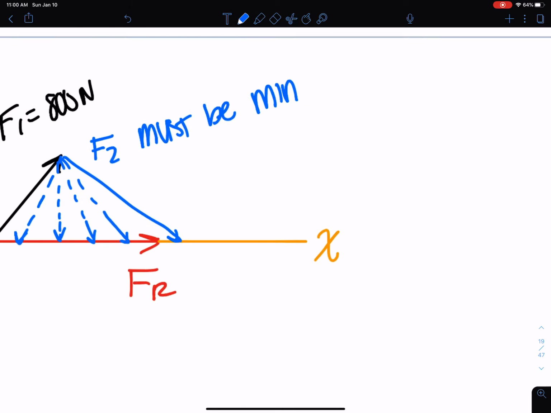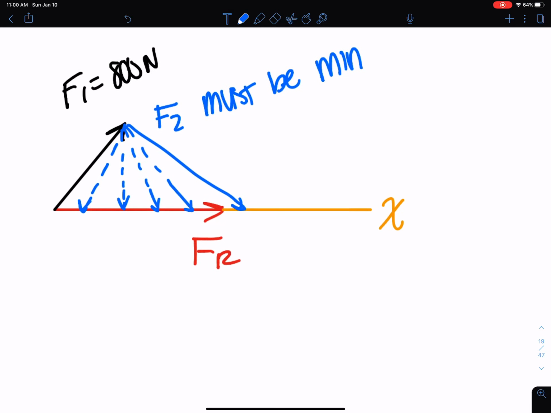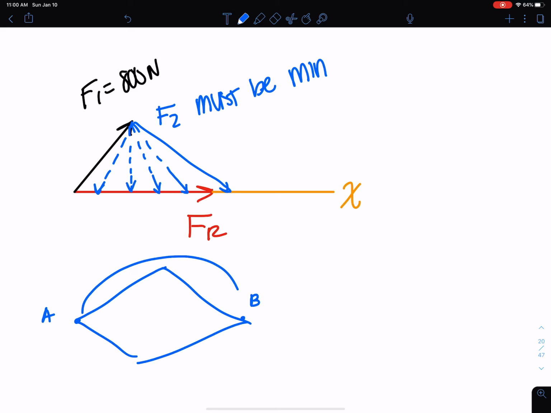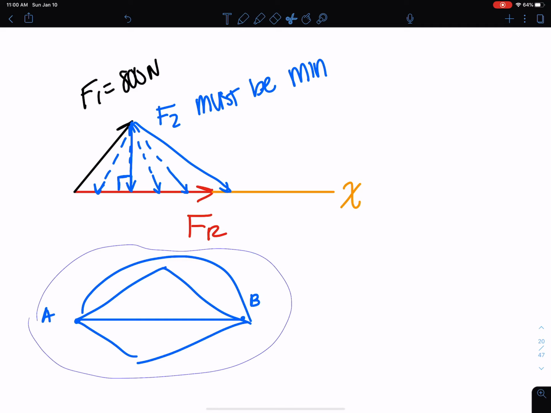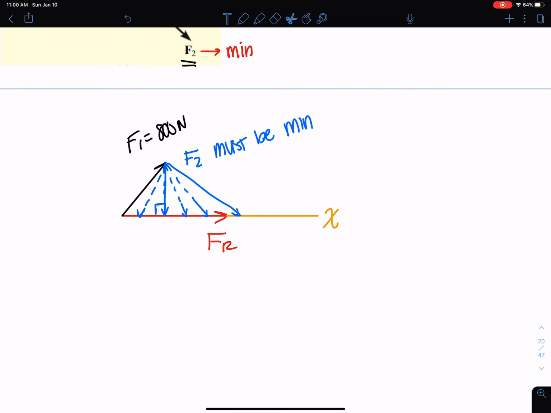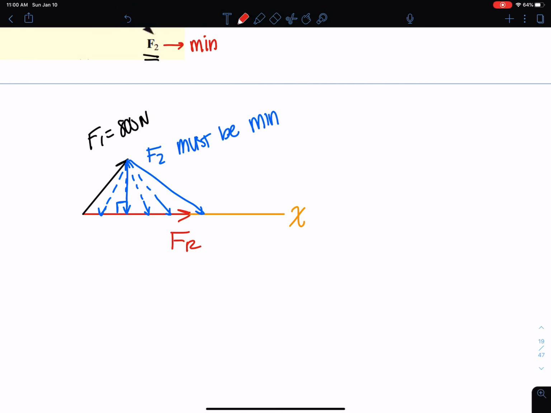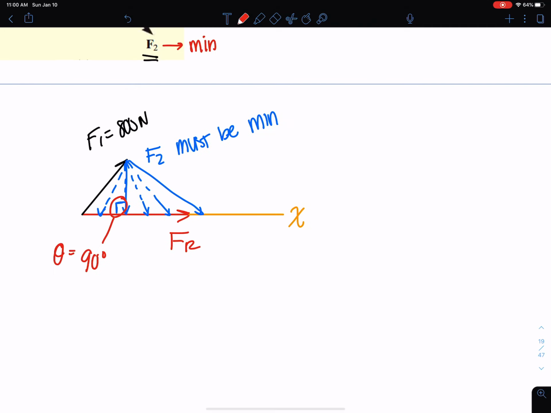So just from our knowledge of how the world works, if I want to get from point A to point B, what is the shortest route? Should I go like that? Should I go like that? Should I go like that? No, the shortest route is always the straight route. So here, this straight line, the perpendicular, is going to be the minimum, the shortest F2, the smallest F2. So my theta would be 90 degrees. That's going to minimize it.